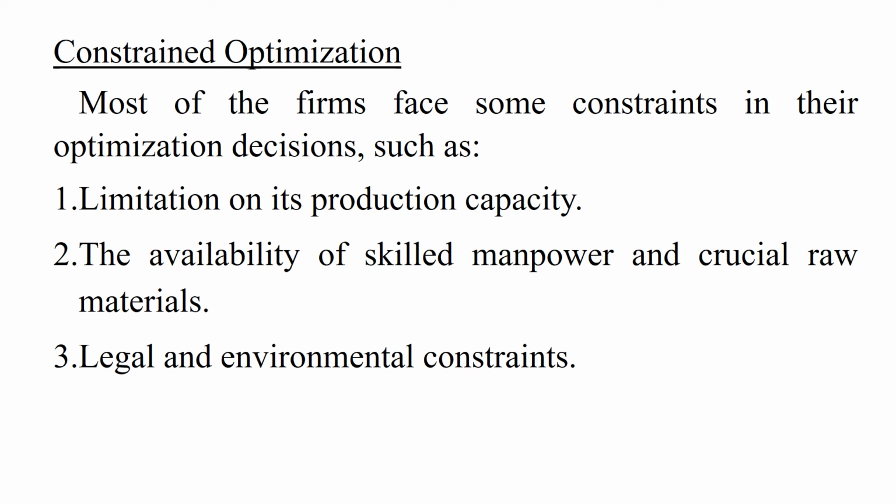Constrained optimization means I have restrictions not to produce more of that or more of this. Most firms face some constraints in their optimization decisions, such as limitation of production capacity or availability of skills, manpower, or crucial raw materials. So they have limitations. They cannot just produce any number they want.